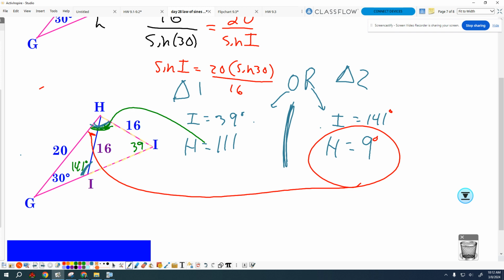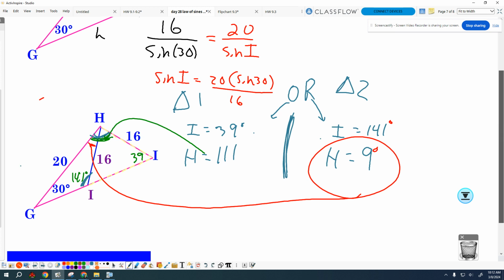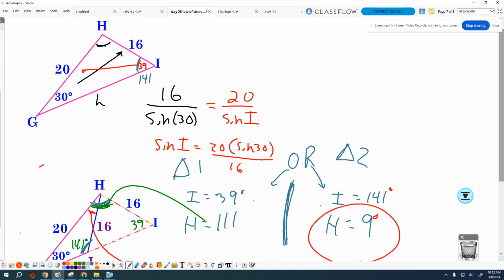You still needed to find the side across from the 111, which is 29.87. What's the equation to get H? You have to do it twice. All 3 angles of a triangle add up to 180. So 180 equals 30 degrees plus angle H plus angle I. And we got 2 different choices for angle I.